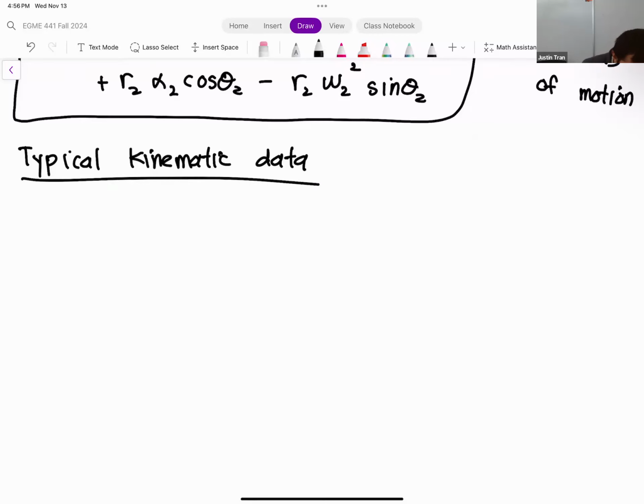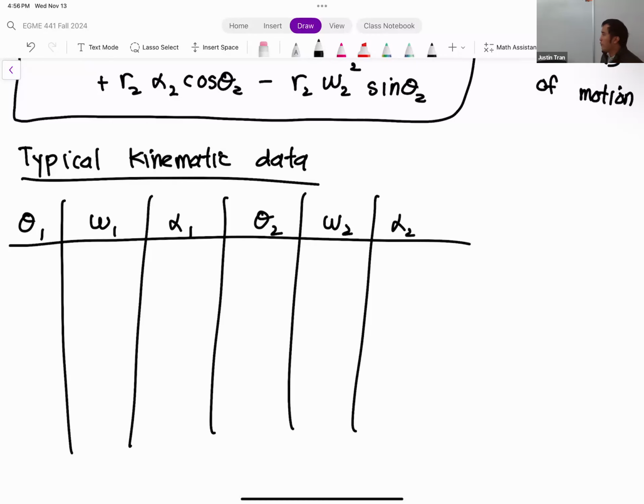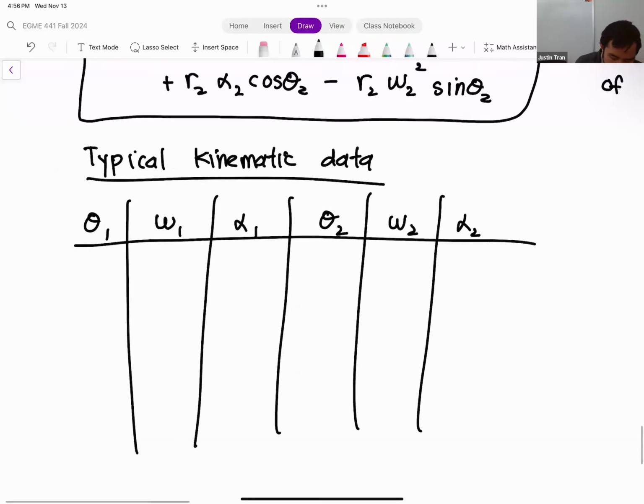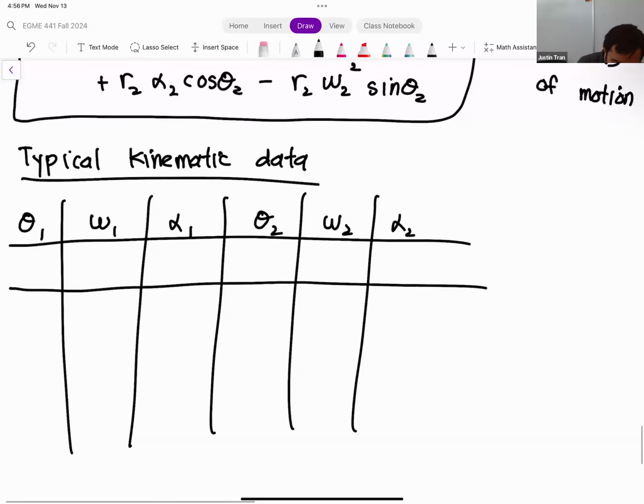So some typical data that you may obtain for something like this: we have theta 1, omega 1, alpha 1, okay? Theta 2, omega 2, alpha 2, okay? Usually in the most convenient format, this data will be given to you in tabular form, okay? Where each row in this table represents those measurements at different points in time.